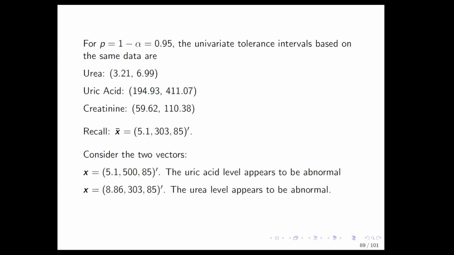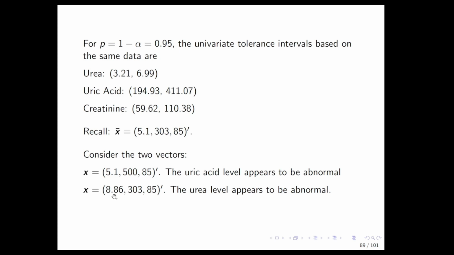Let's look at the univariate tolerance intervals for each of these quantities, ignoring the correlations. I compute separate intervals. So here is the interval for the urea, uric acid, and creatinine, and here is the sample mean vector. I'm going to look at two vectors of measurements on the urea, uric acid, and creatinine. In the first vector, the uric acid is 500, way beyond the sample mean. So the uric acid seems to be abnormal. In the second vector, the urea level is 8.86, way beyond the 5.1. So that seems to be abnormal.